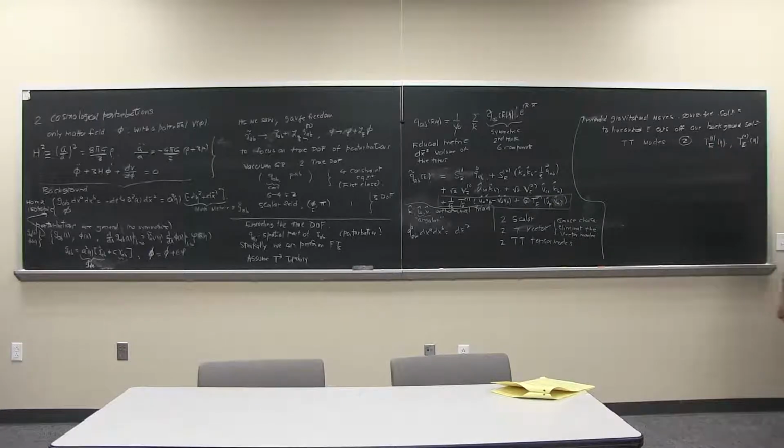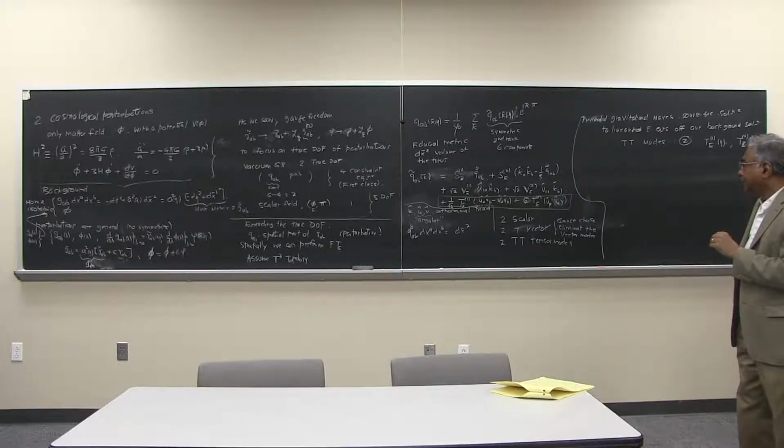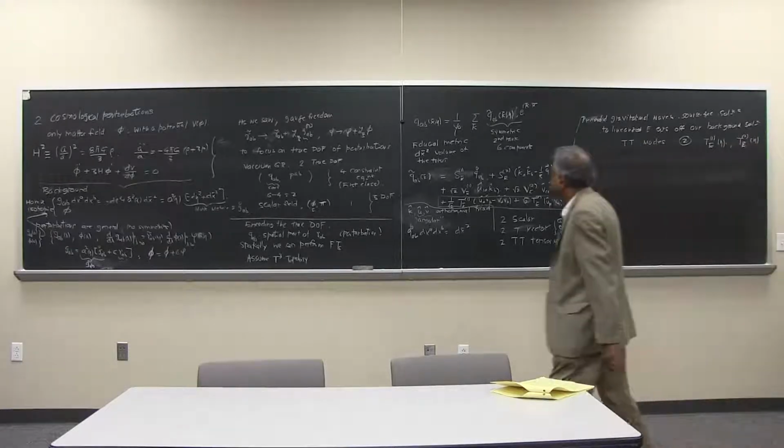So these are the two tensor modes. How can I be sure that the gauge transformations will always kill the vector modes? Is there an easy way of seeing that?